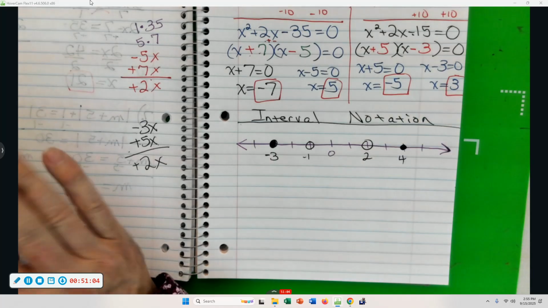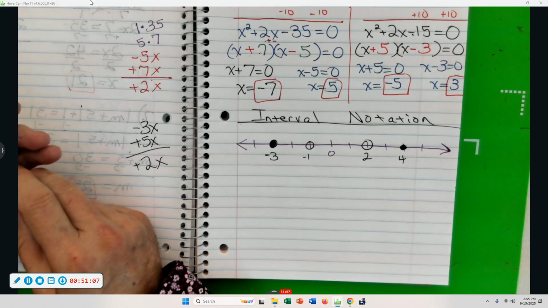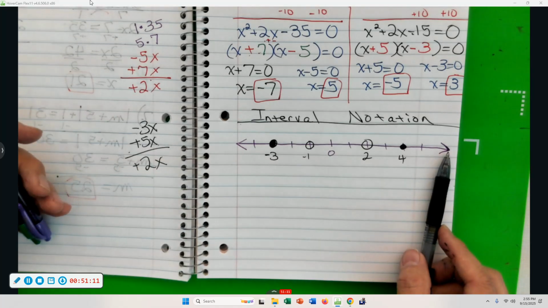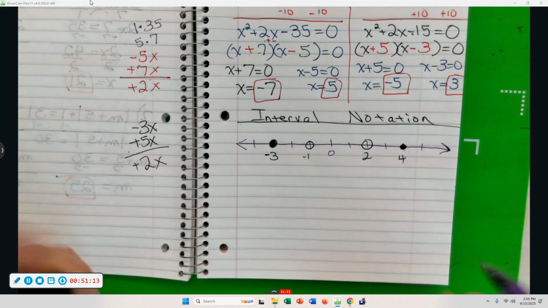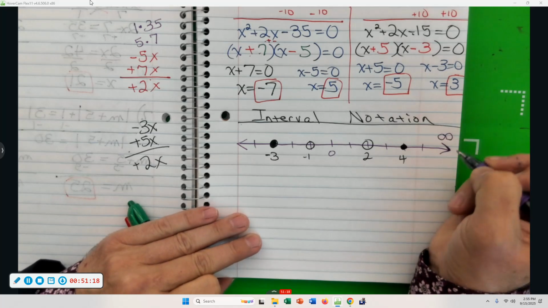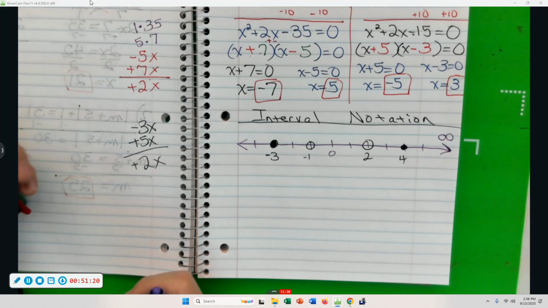We'll have a closed dot there. Realize, do number lines ever stop? Do they ever stop out here? No. So I think I'm going to put right above that little arrowhead a positive infinity. That means it keeps going and going forever.